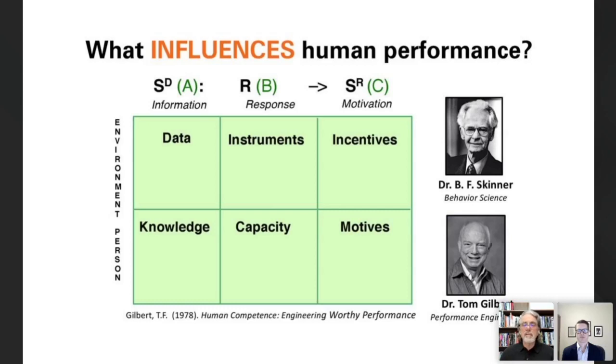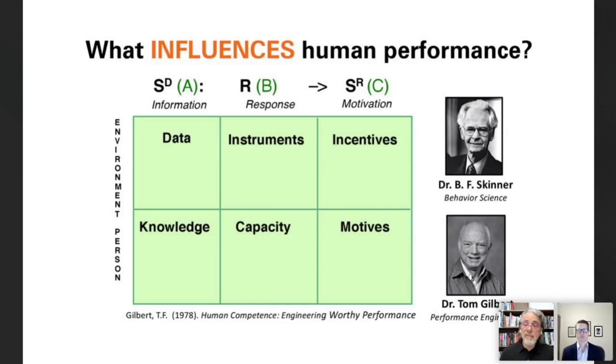So what Tom did is he said there are two rows in this model. There's the environment, and our environment gives us information in the form of what he called data, which helps us know what we're trying to accomplish and how we're doing. And it gives us instruments, the word he used for environmental factors that affect us as we're performing. It's kind of like the manipulanda in an operant conditioning chamber, but it's a lot more than that, as you well know. And incentives is the word he used to talk about consequences.